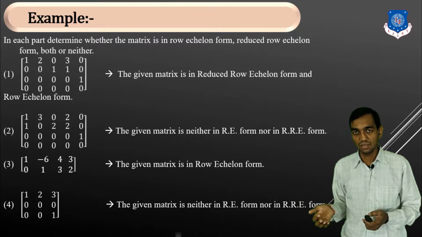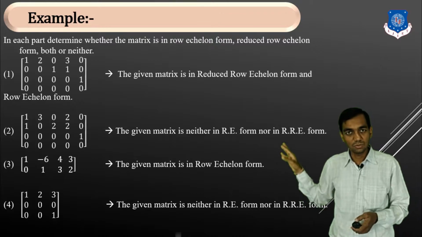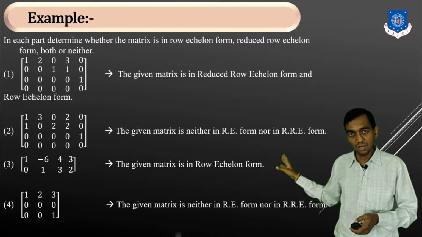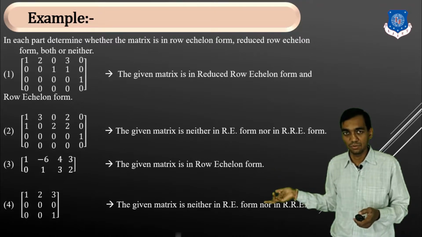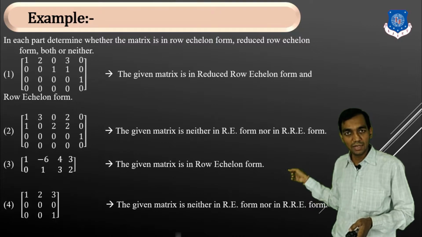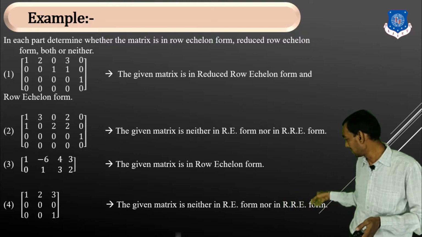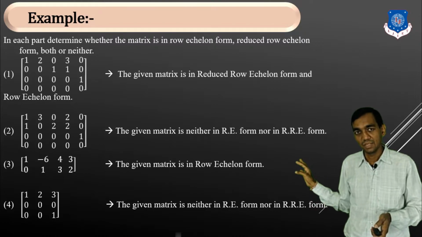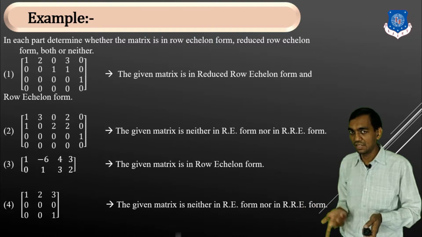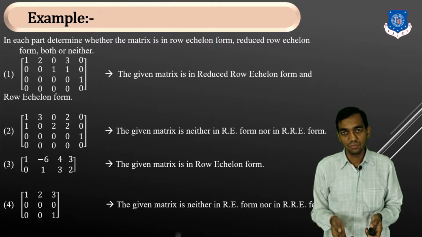Now for reduced row echelon. The first column contains a leading one, and in that column all entries other than 1 are 0. Similarly, the third column contains a leading one and all other entries are 0. The last, fifth column contains a leading one and in that also all the other entries are 0. So the given matrix is in reduced row echelon form.